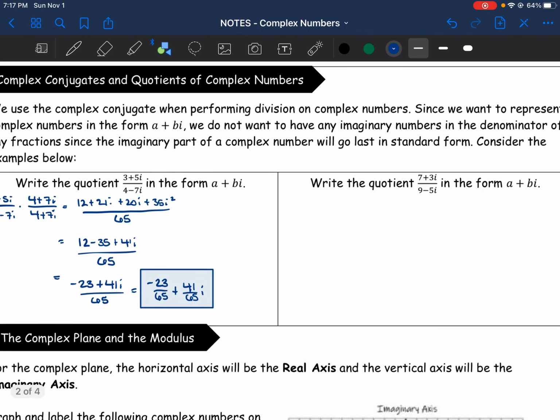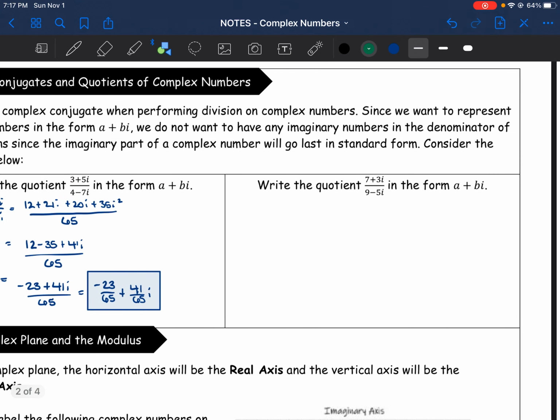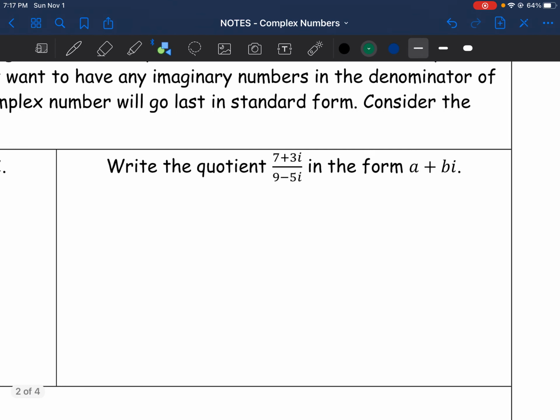All right, let's try a second example just to get a little more practice under our belt here. We want to write the quotient 7 plus 3i divided by 9 minus 5i, again in standard form, a plus bi. Again, we want to multiply numerator and denominator by the complex conjugate of the term in the denominator, 9 minus 5i. The complex conjugate of 9 minus 5i is 9 plus 5i.